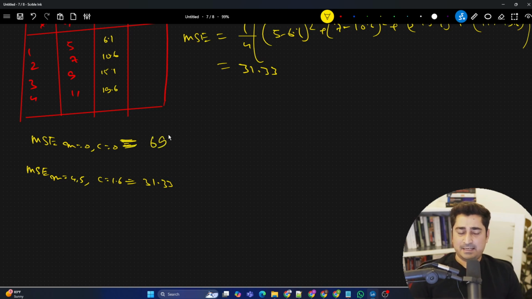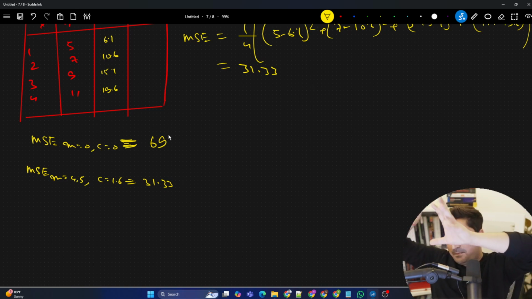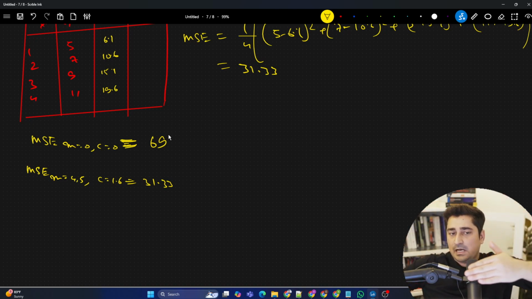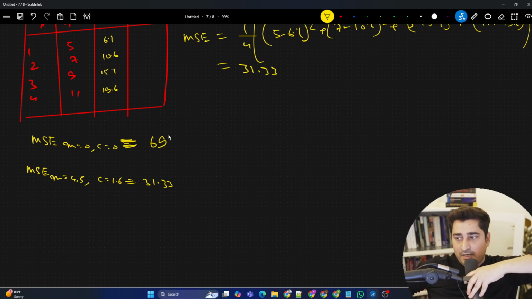So can I say that by finding out a new value of M and a new value of C, and during that process, we have taken the partial derivative of mean squared error with respect to M and the partial derivative of mean squared error with respect to C, we are able to decrease the loss? Can I say that we are able to decrease the loss?